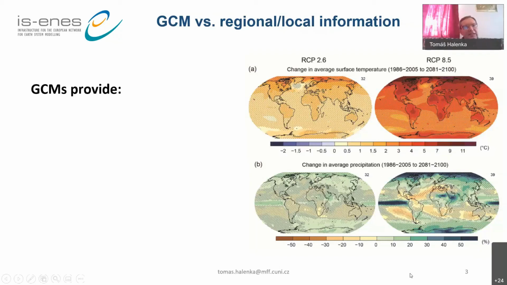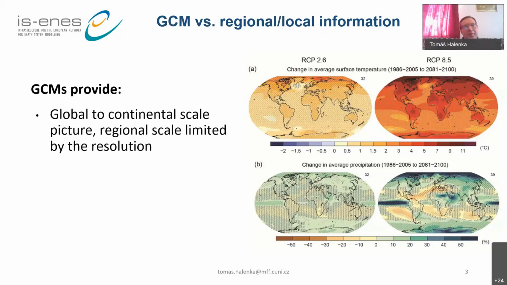Okay. So what GCMs provide us is information on a global to continental scale picture. They are quite reliable on this. Sylvia already showed you, and concerning regional scale, it's sometimes limited, and it depends strongly on the resolution of the GCMs.